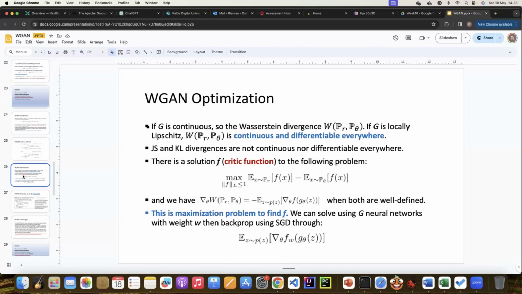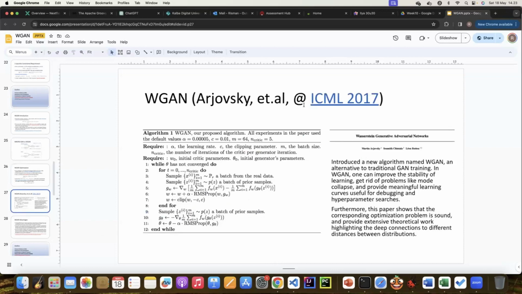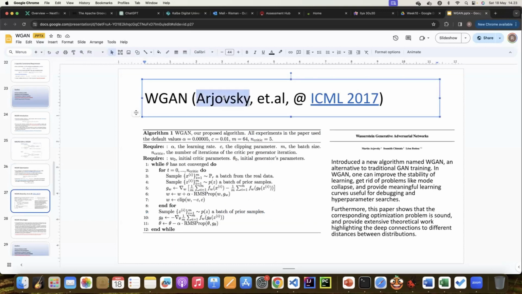So the definition of the optimization is like this. We maximize the problem to find the f. We still use stochastic gradient descent two times. This is the paper submitted by Martin Arjovsky. I think he is now at OpenAI.